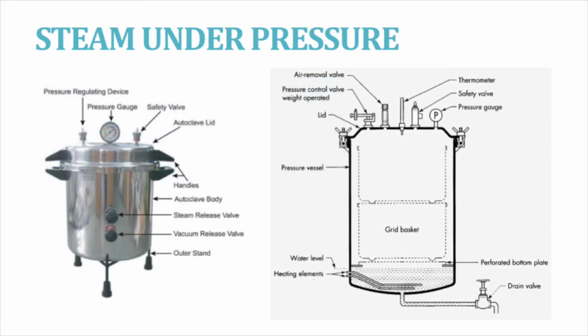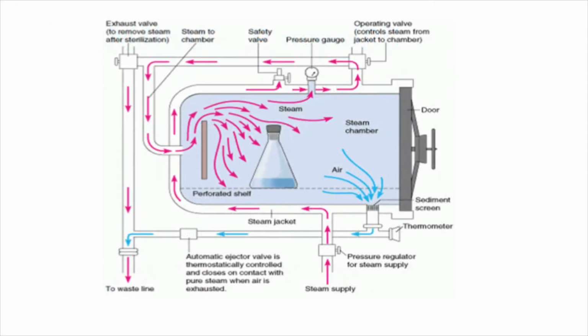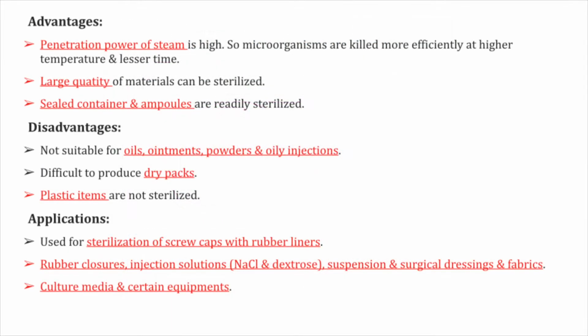These are the diagrams of autoclave. Two types of autoclaves are available. First is vertical autoclave and second is horizontal autoclave. Looking at the advantages of autoclave, the penetration power of steam is high.